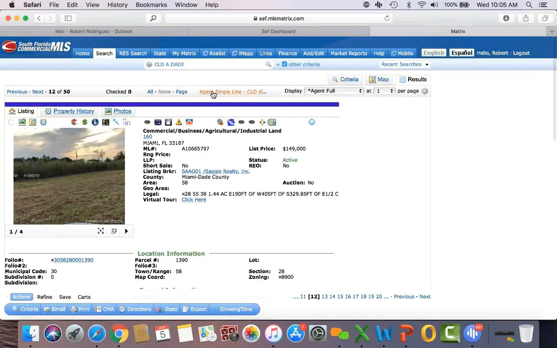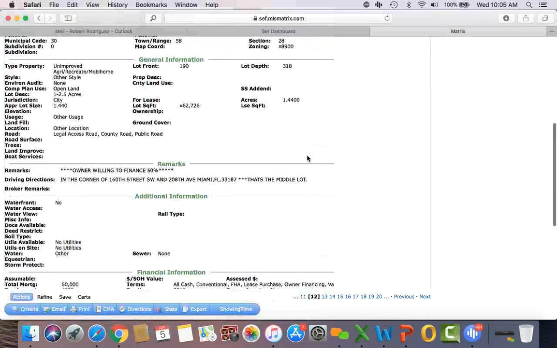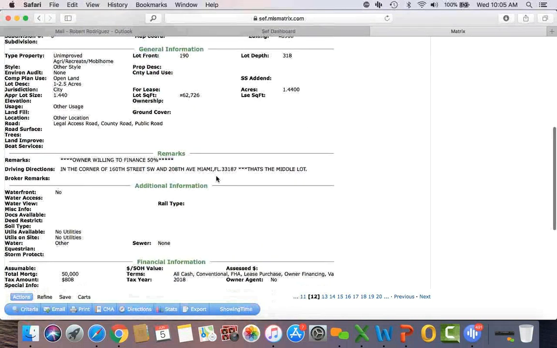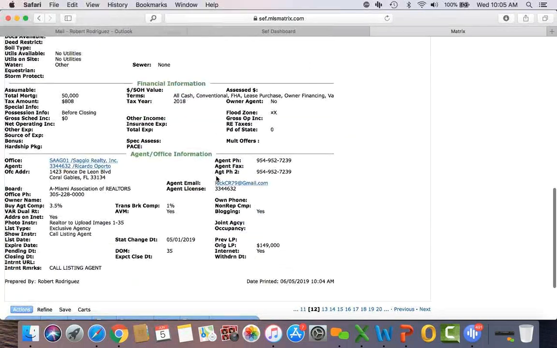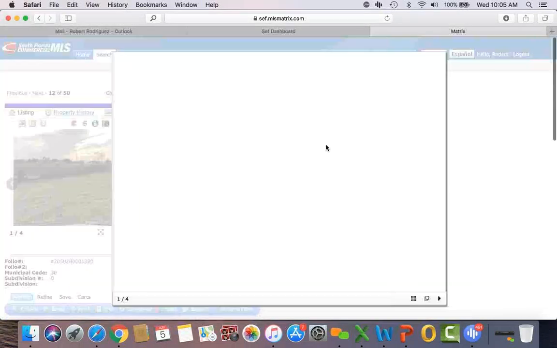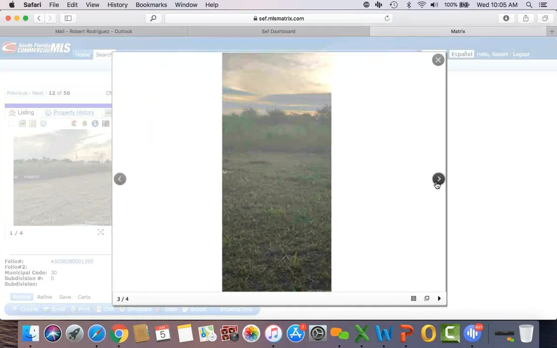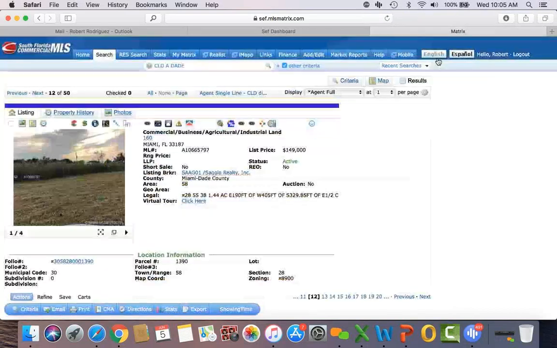So as you can see, it's not perfect. This is either a data entry error or a user-end error, where they're just placing the listing on the wrong property type. So when you look at this, $149,000, this is a commercial lot. And if you read the remarks, it says owner willing to finance 50%. They're not really telling us anything about this lot. However, you can see the pictures showing you the lot.